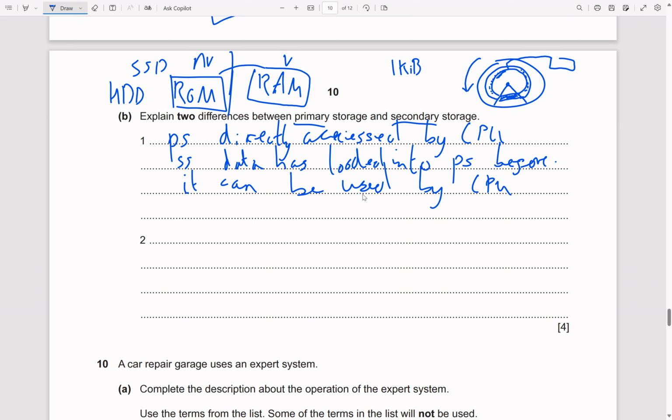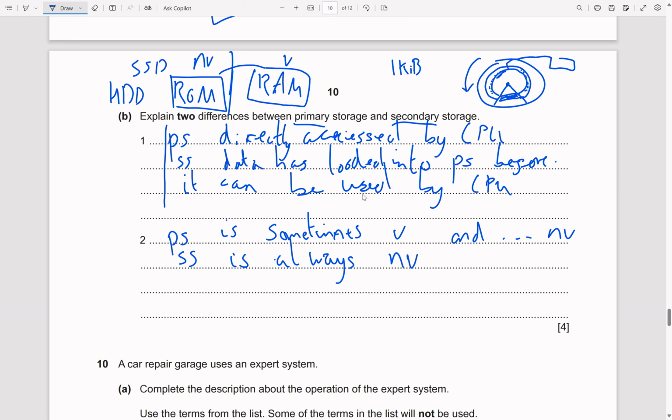But I did check this in the mark scheme, and they also talk about other generalizations. They say primary storage is generally faster, and primary storage is generally more expensive. So this one is a bit weird, because this one is always true. Let's say PS is sometimes volatile and sometimes non-volatile. Let's say secondary storage is, I think, always non-volatile.